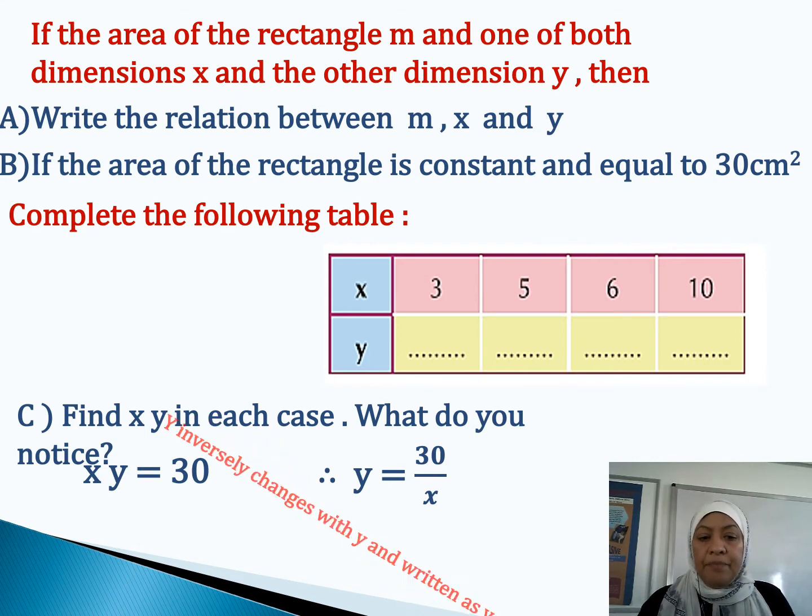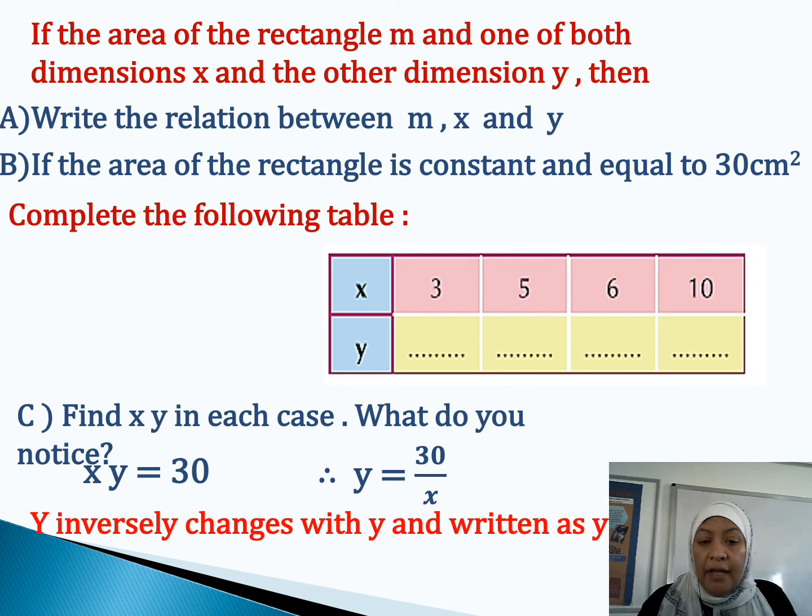From this form, we said that y changes inversely with x. And we write it as y varies 1 over x. So we denote the inverse variation this way: the relation is y varies 1 over x.